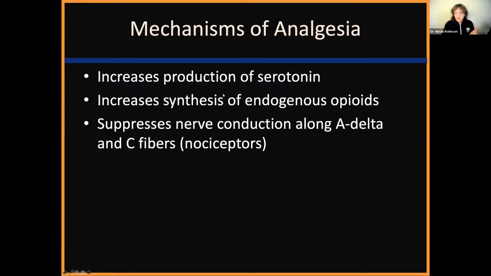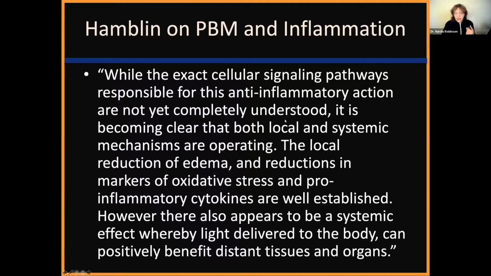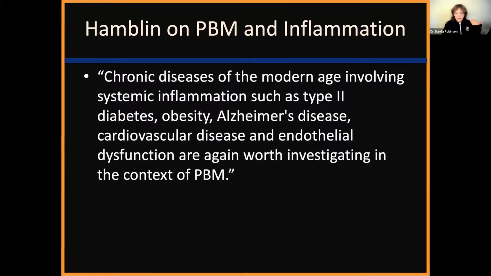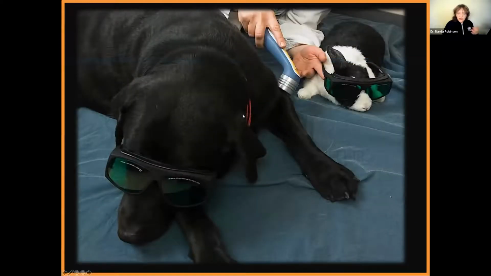So lots of different mechanisms, from neurotransmitters and opioidergic, and here's just part of a paragraph: reduction of edema, reduction in markers of oxidative stress and pro-inflammatory cytokines, etc. Even they are looking at some intra-abdominal or even cardiac applications for photobiomodulation, and oral and diabetes, Alzheimer's disease. I mean, if it's treating inflammation, there's a lot of inflammatory diseases.